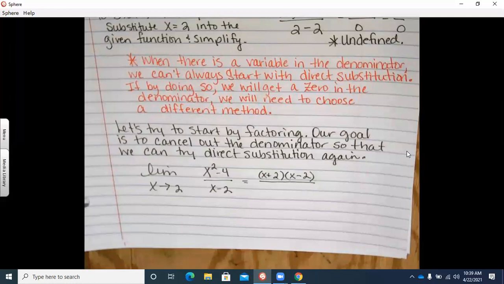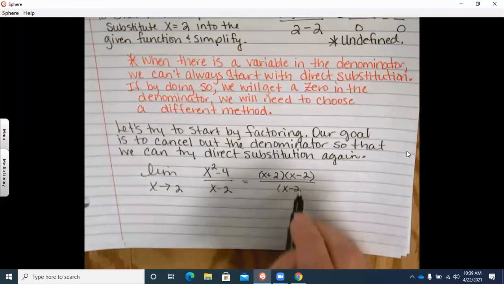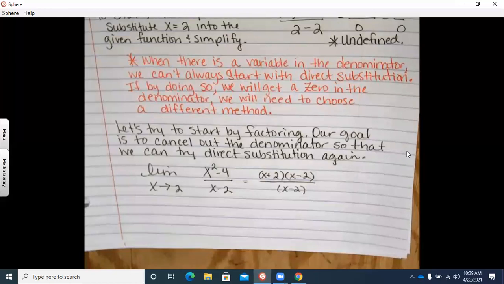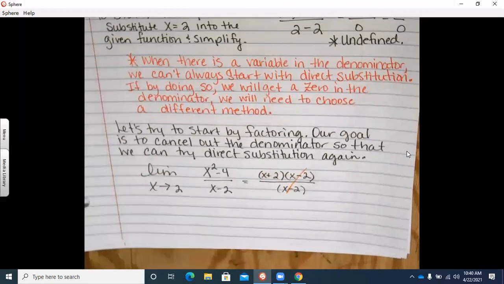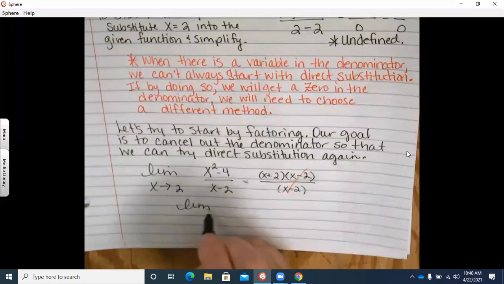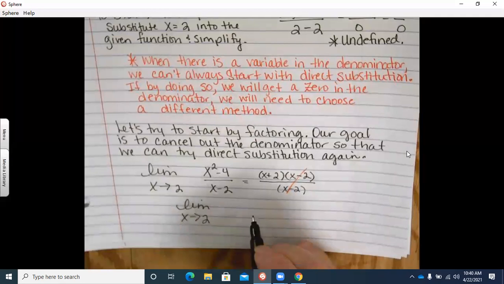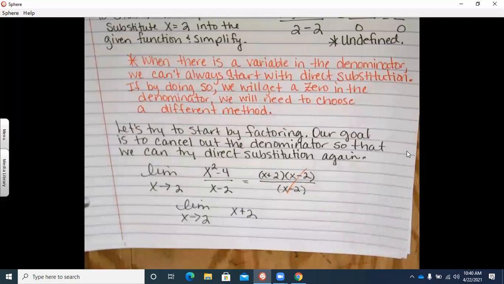So that's factored. Can I factor the denominator? No, it's linear, and the only way to factor a linear expression is if it has a GCF. Well, anyway, I can clearly see that it's identical to one of the factors of the numerator. Sweet, that's what we were hoping would happen. So they will cancel each other out. So now we can find the limit as x approaches 2 of x plus 2. Now if we substitute in a 2, we won't get a 0 in the denominator. Now we can use direct substitution.